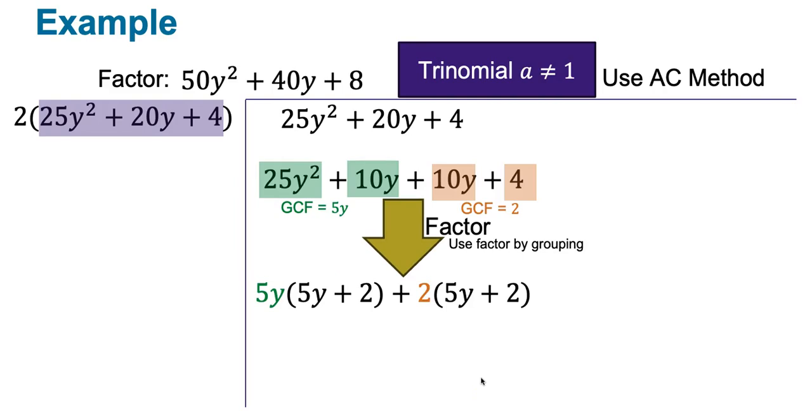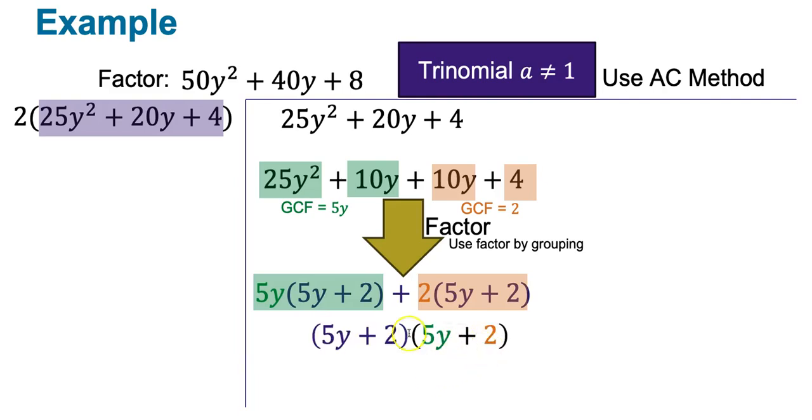Then, we see our 2-term polynomial has a GCF of 5y plus 2. Factor that out, and we get this. This is in factored form. Notice how the two binomials are the same.